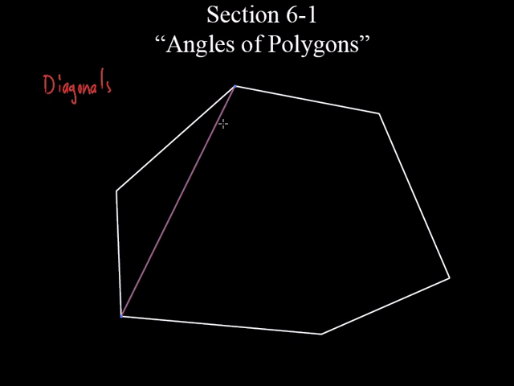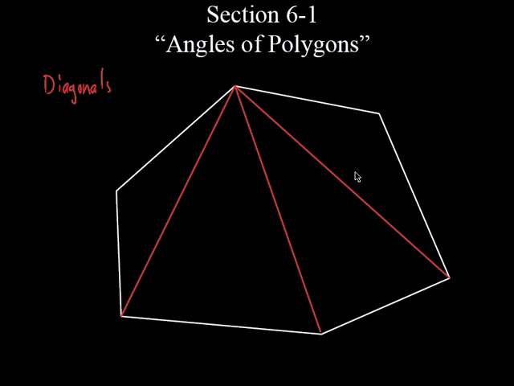So what is a diagonal? A diagonal is a line segment that connects non-consecutive vertices. So that would be one. Let's go back to that same exact point where we started. Let's go to another vertex, and that would be right here. And let's go from that same vertex where we started to another non-consecutive vertex. So each one of these red lines right here is considered to be a diagonal.